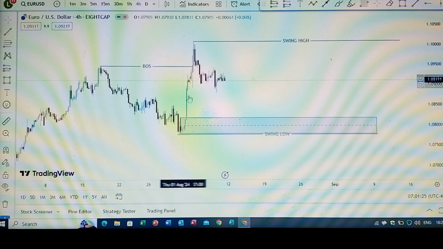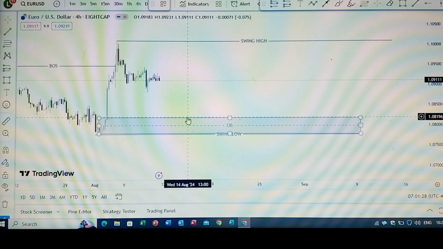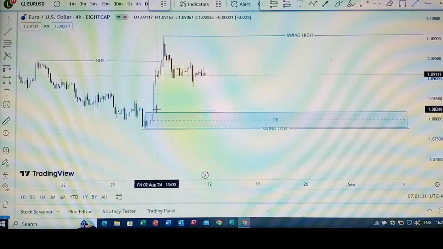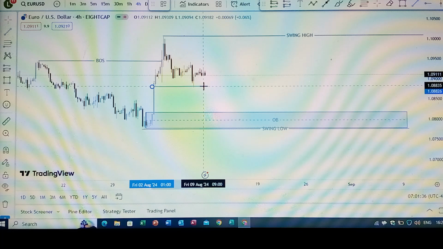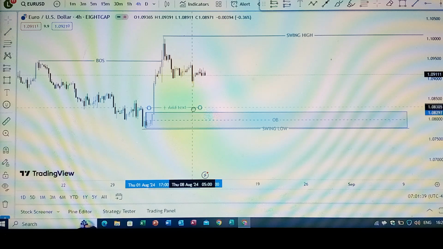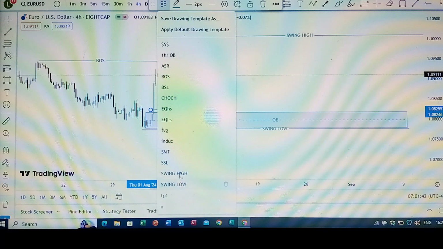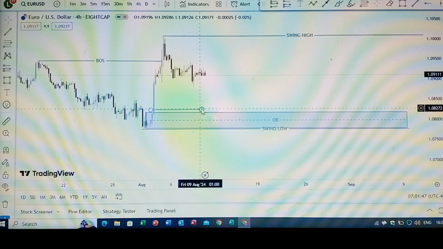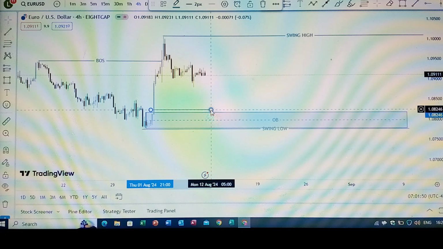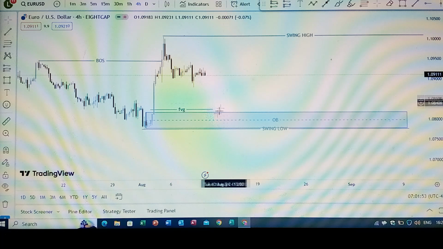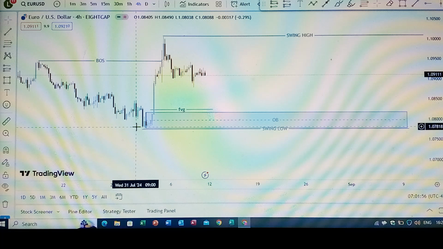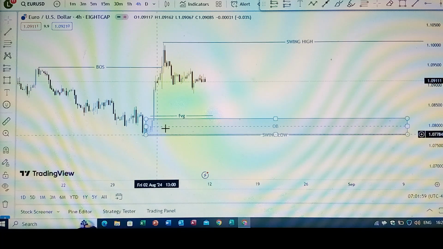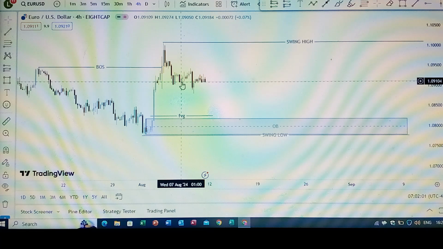Why this demand level? Because we have a fair value gap. We have this huge imbalance right here. So this is a huge fair value gap, an FVG, or imbalance in other words. So I'm looking for price to pull back to this order block because it has imbalance and it took liquidity before it headed to the upside. So that's the 4-hour.